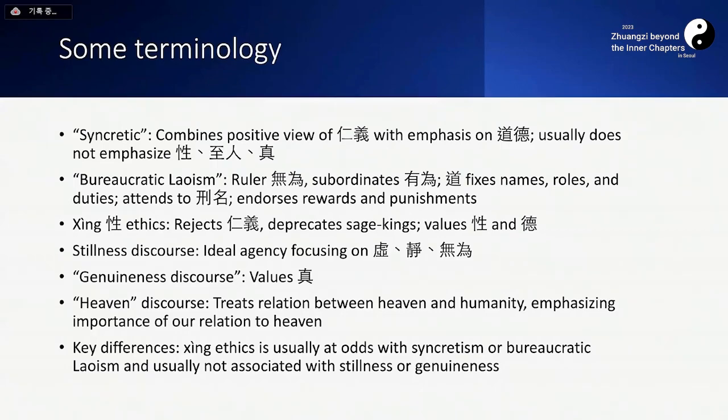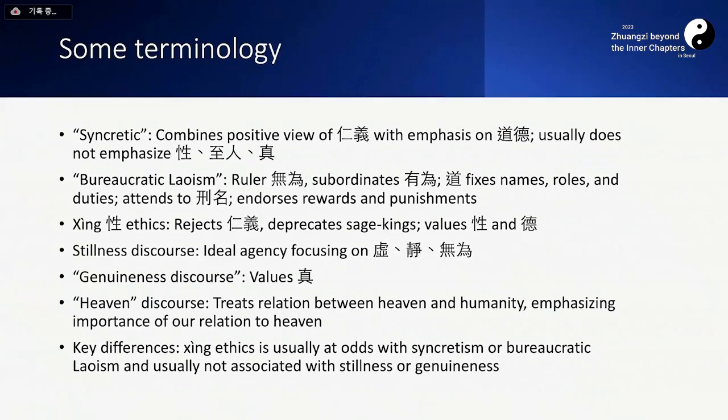Another label, I'm not sure it's the best label, we'll work on that, is bureaucratic Laoism. I'll use that as a label for views on which the ruler alone is to practice Wu Wei, while the subordinates practice Yo Wei. And the Tao is seen as settling the divisions of names and associated roles and duties. Attention is devoted to forms and names, and rewards and punishments are endorsed.